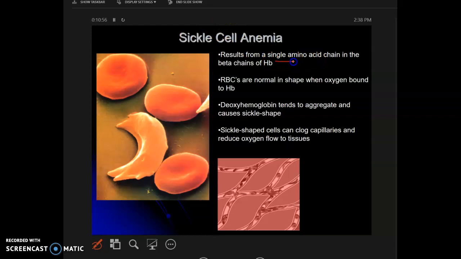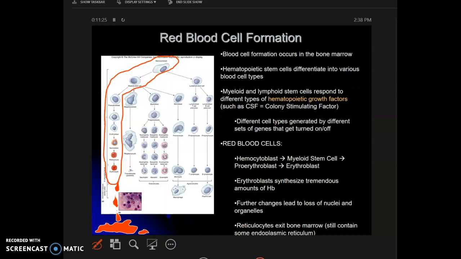And this is because a single amino acid in the globin chain is substituted. All right. So here the RBC is normal when oxygen is bound. This is important. Got to know this. But when the RBC loses oxygen, deoxyhemoglobin, the RBC will become sickle shaped. So what will it do now? It will aggregate. It will clog capillaries. All right. Reduce the oxygen to the tissues.